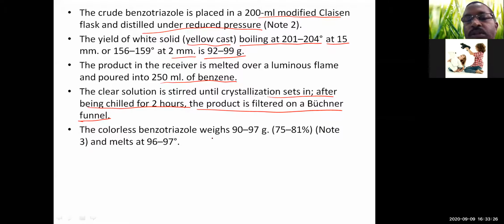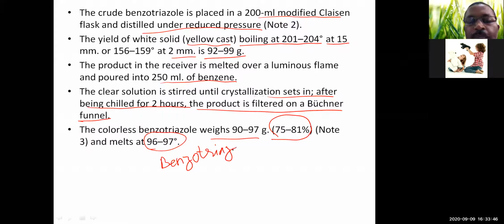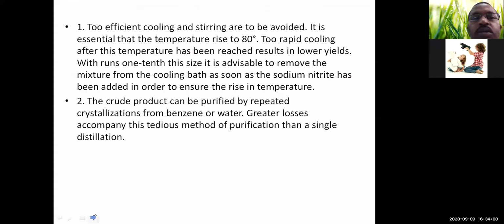The colorless benzotriazole weighs around 90 to 97 grams, which is a 75 to 81% yield, and the melting point of that compound is 96 to 97 degrees centigrade. So the melting point of the benzotriazole is 96 to 97 degrees centigrade, and the yield of the product is around 75 to 81%.